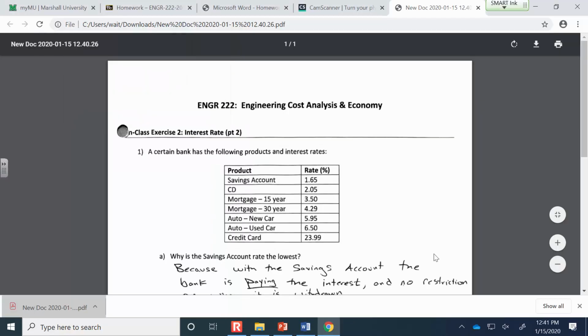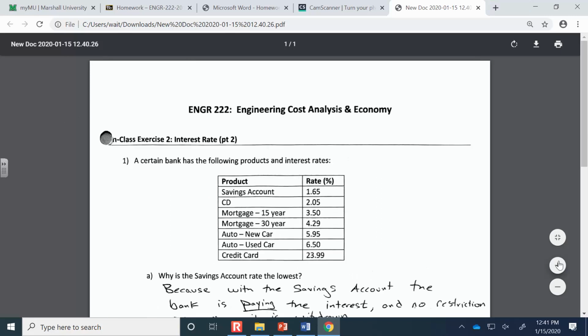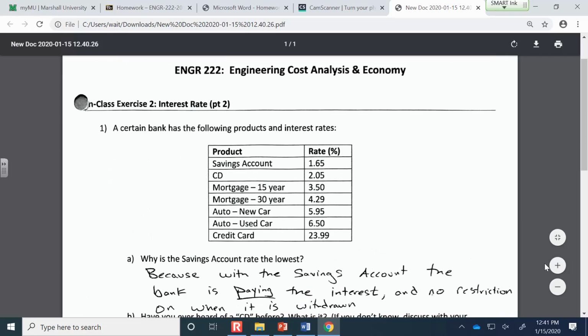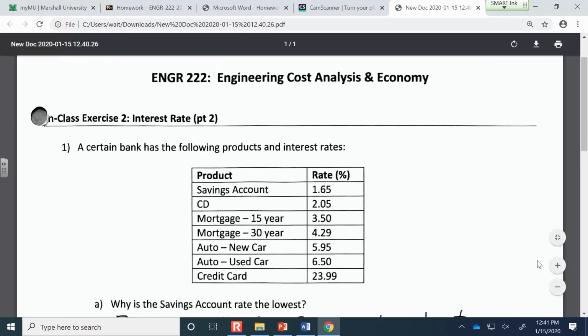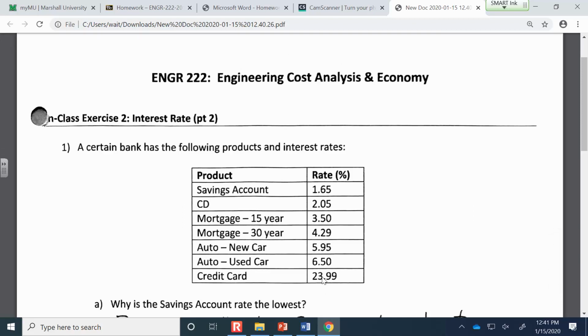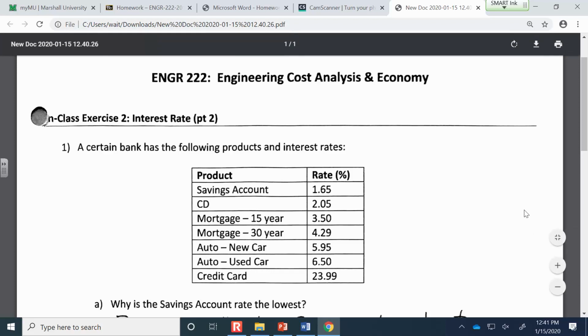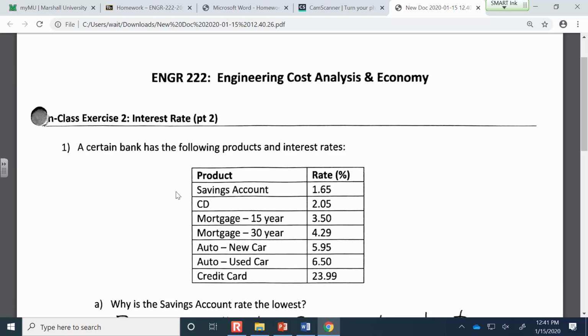All right, let's talk about the first page, the front side. So we have a table of interest rates going from lowest to highest. And these are different products that the bank offers. The interesting thing is that the two things at the top of the list are where the bank is paying interest, and everything else is where the bank is receiving interest.